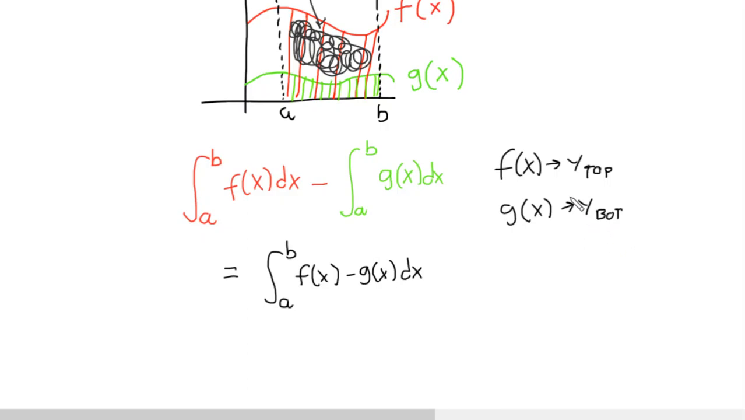So when you get problems like these, it's going to give you two functions, and you basically have to graph them, and you have to decide, hey, who's y top, who's y bottom. Once you have that, then it's just a matter of solving a simple integral. So really just graphing these is half the battle.